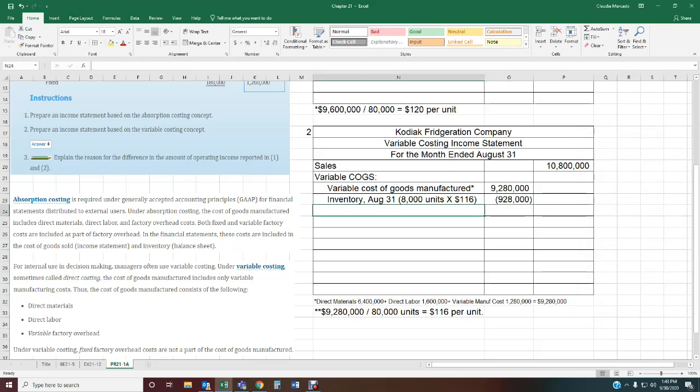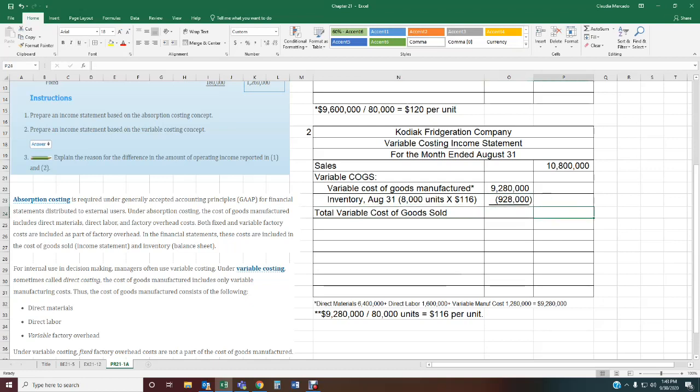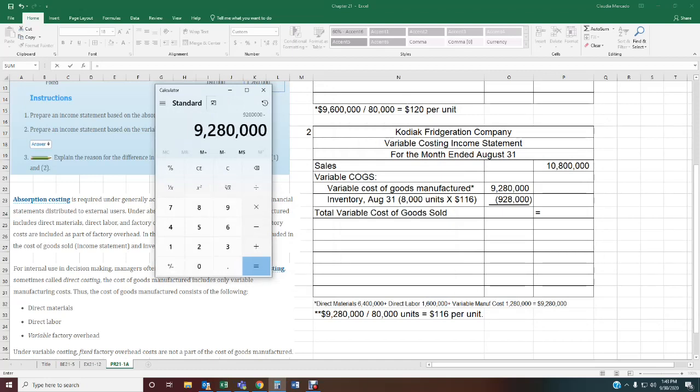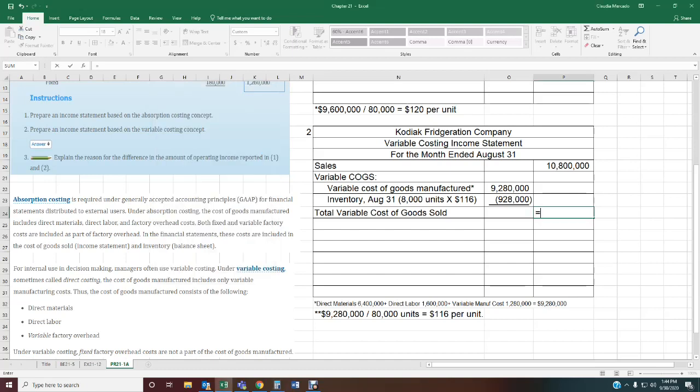So now I can get my total variable cost of goods sold. That will be 9,280,000 minus 928,000, which gives me 8,352,000. So the 9,280,000 minus 928,000 gives me my total variable cost of goods sold of 8,352,000. Now, because this is a cost, we're going to enter it as a minus 8,352,000.